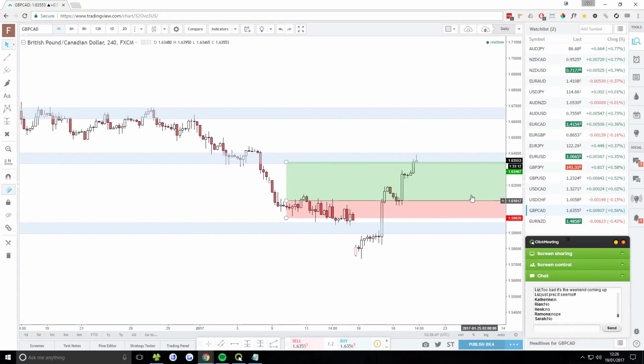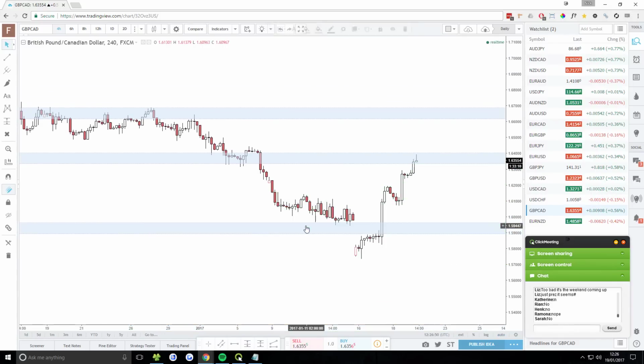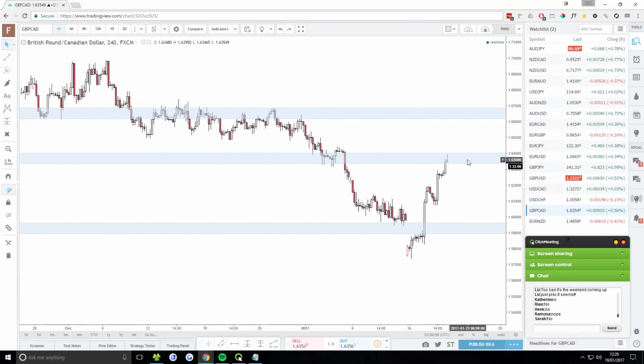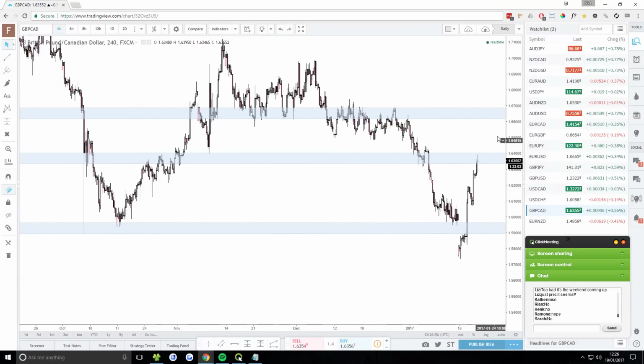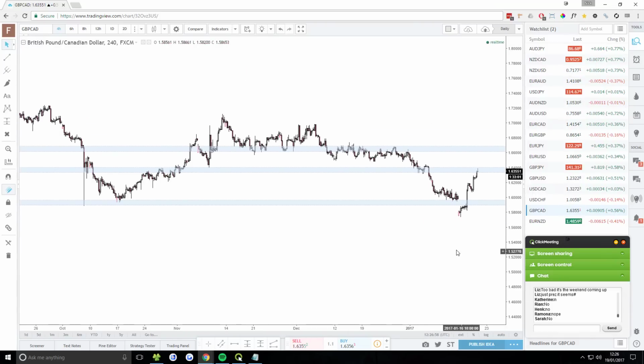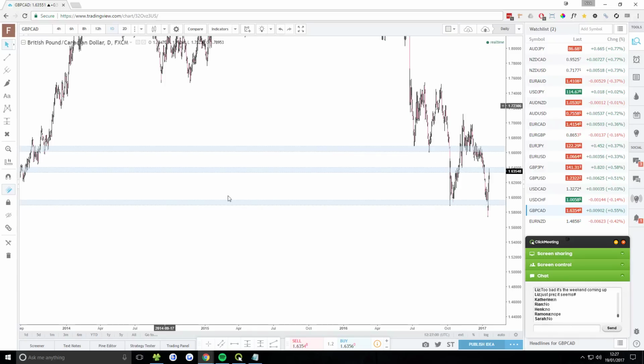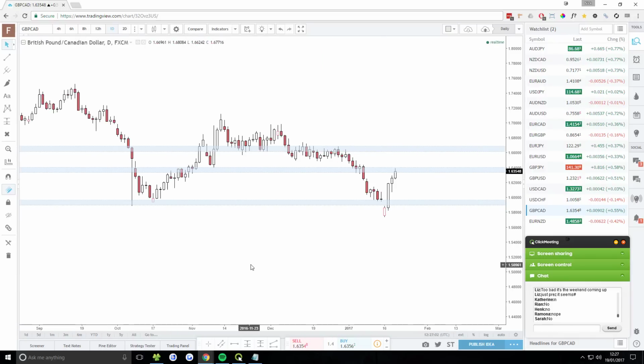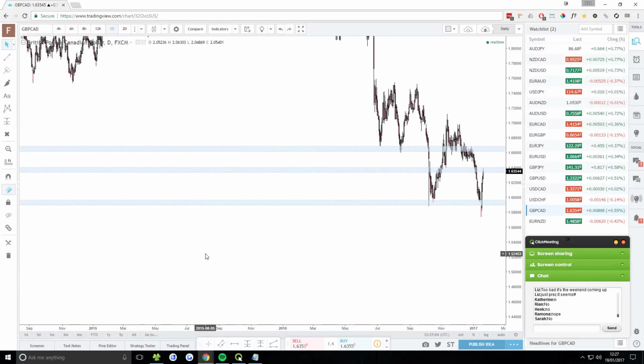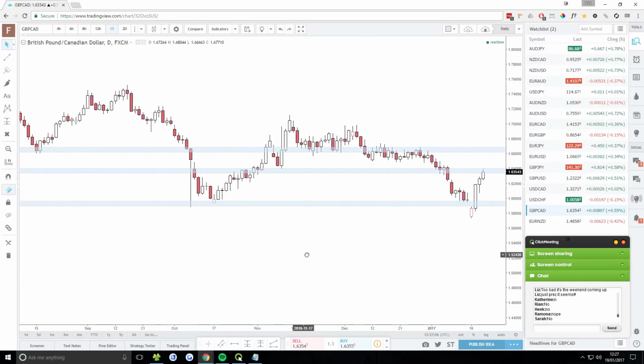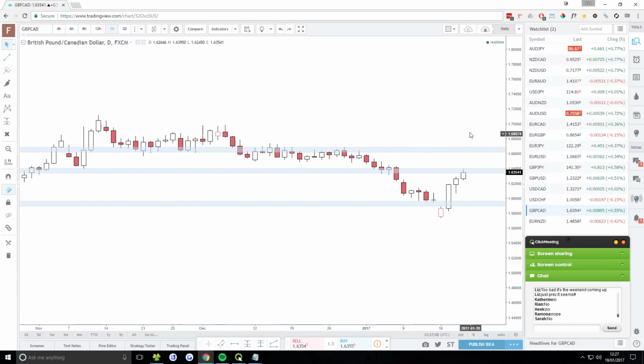GBPCAD. Oh, okay. Hello, GBPCAD. What are you doing? You're on a strong resistance area, or? I wouldn't say a strong resistance area, but I would say a very minor resistance area, but it is forming indecision there. Now, this is something you might want to watch out for.